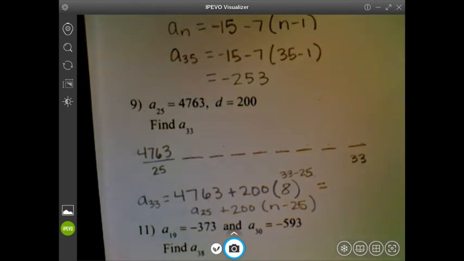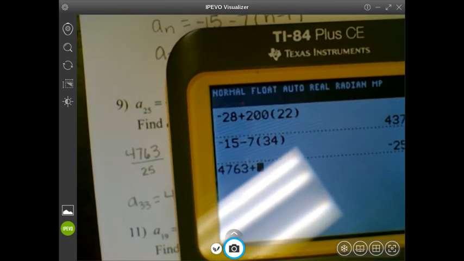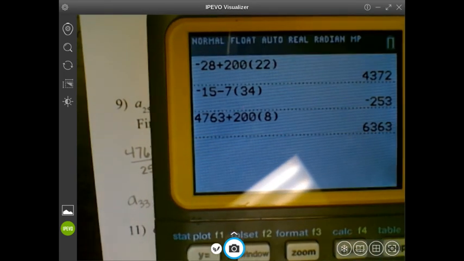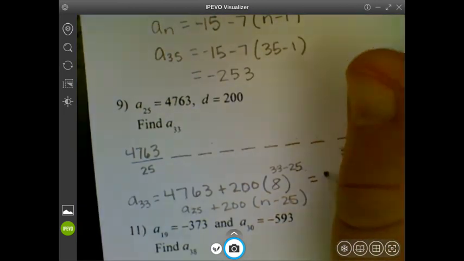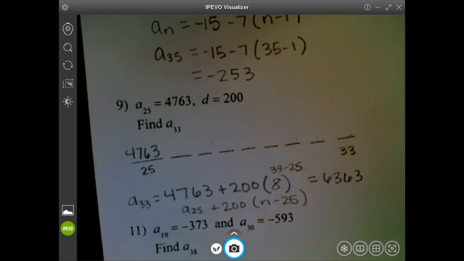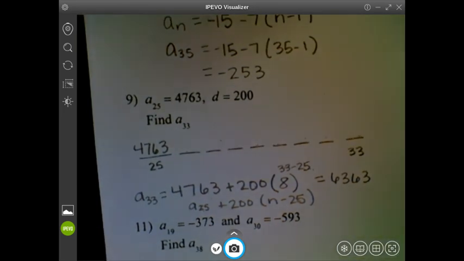All right, so that means that we can throw this in our calculator and it will take care of it for us. Plus 200 times, we said the difference was 8. 8 times you have to add 200. So 6,363. So there is your 33rd term. So a little bit more complicated based off of what we have going on there.